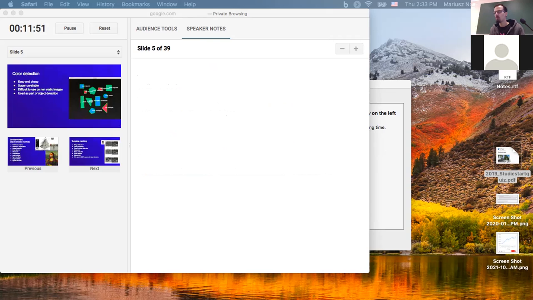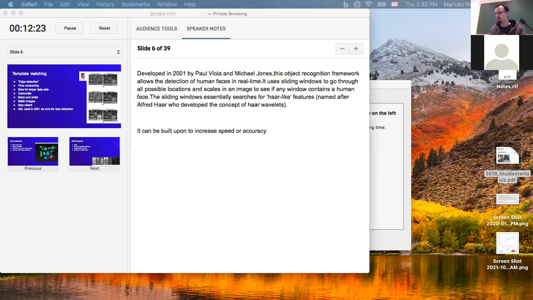Anywho, now I'm just going to do a timeline and story of the object detection, basically. This was the old way of doing it. Color detection. Easy, cheap, super reliable if you have specific images. Difficult to use on non-static images. If things move around and have a lot of colors, it's difficult. It is often used as part of object detection. A lot of the systems are built upon each other, which is why I feel like it's just nice to know the past and how they built into the future.